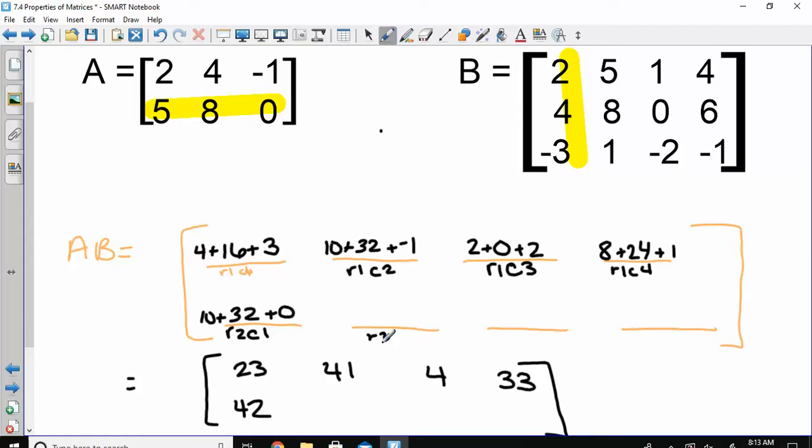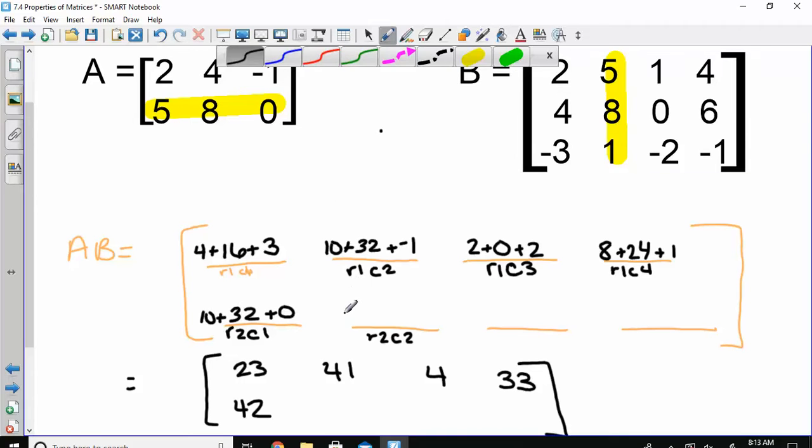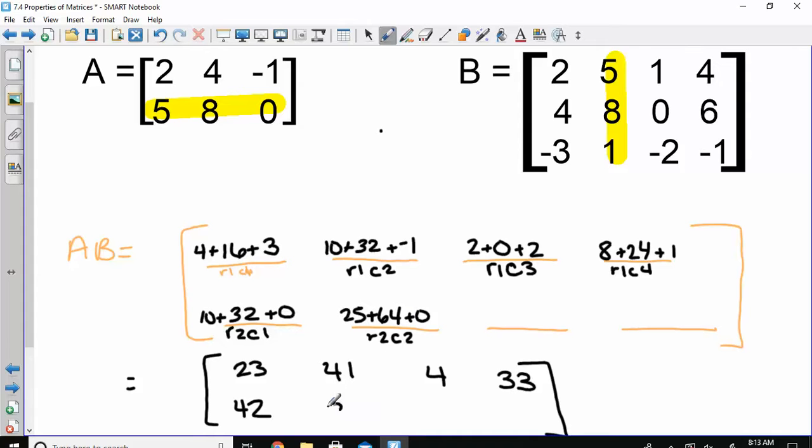This would be row 2, column 2. So 5 times 5 is 25, 8 times 8 is 64, 0 times 1 is 0, we get 89.